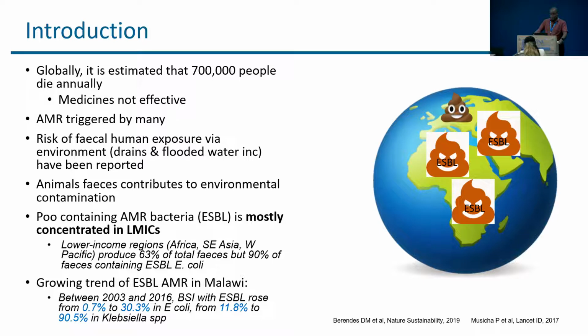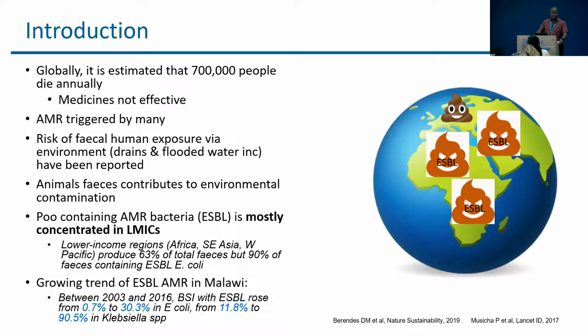And this has been related to antimicrobial resistance, which is an emerging public health problem associated with so many factors, including inappropriate prescription of medicines. And the risk of fecal human exposure via the environment has been reported. And importantly, animal feces has been known to be one of the major contributors to environmental contamination. And poo containing ESBL, which is an indicator of AMR pathogens, has been isolated, more especially in low and middle income countries of the world.